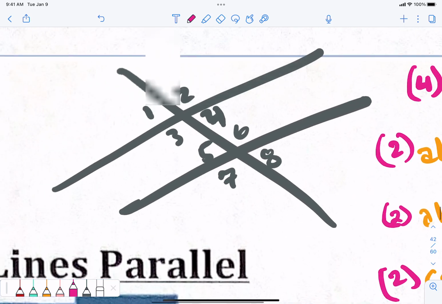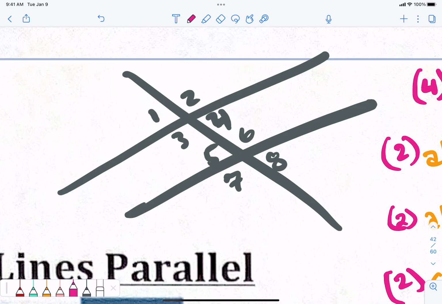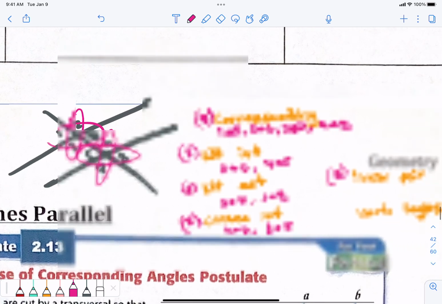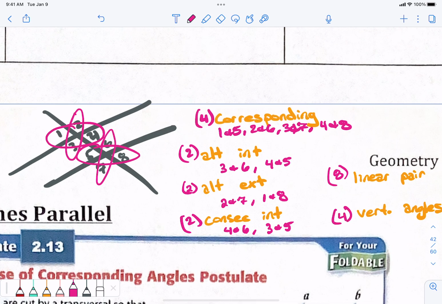Vertical angles. How many sets of vertical ones are there? Which ones are vertical, by the way? 2 and 3, 1 and 4, right? 6 and 7, 5 and 8. So there are 4 total vertical angle pairs, right? Okay, so these are all the ones that we have going together, yeah?